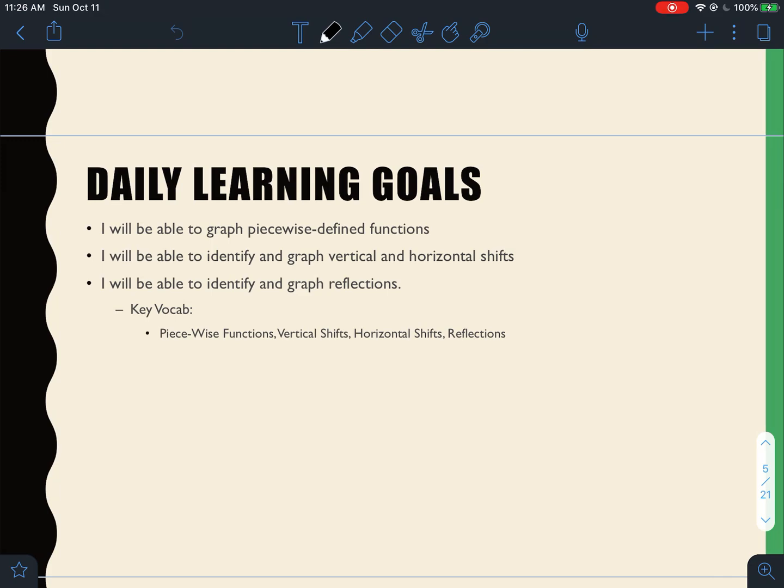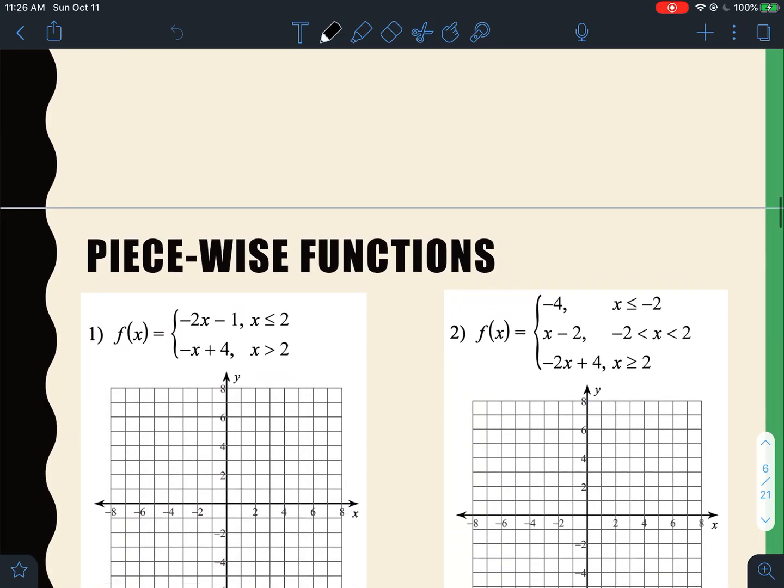So today we're going to talk about some other types of functions. We're going to talk about something called piecewise functions. And then we're going to talk about how to graph functions using things called transformations. So what if we took a graph and moved it up or down or left or right or reflected it? So flipped it over the x-axis or flipped it over the y-axis.